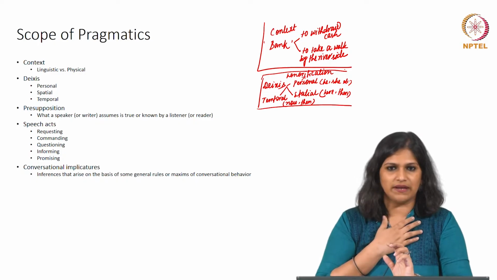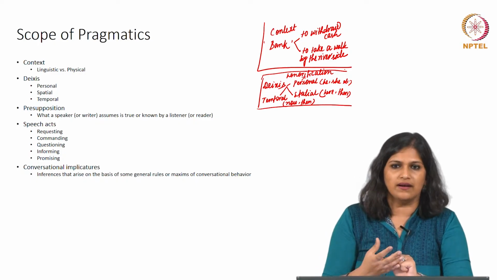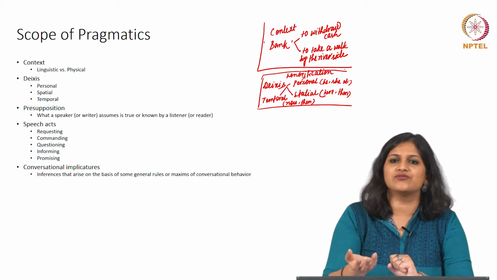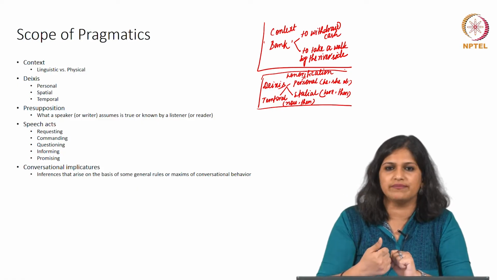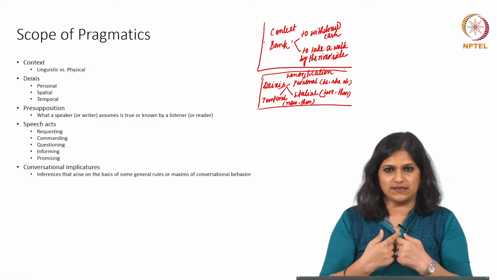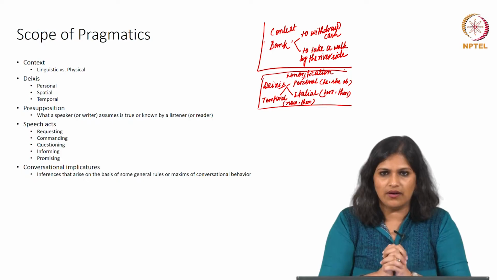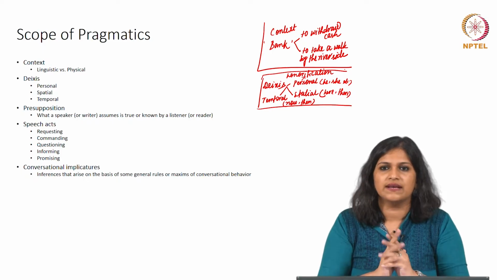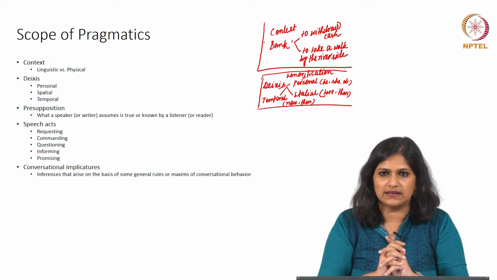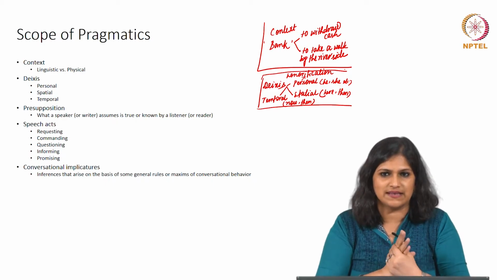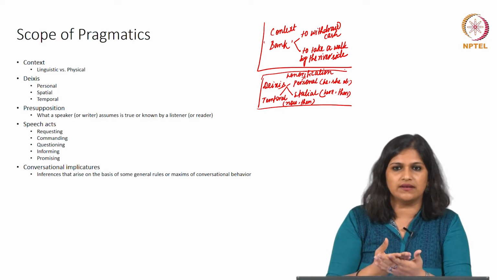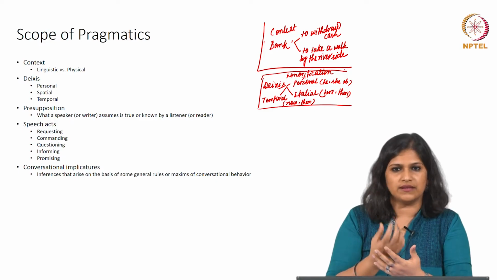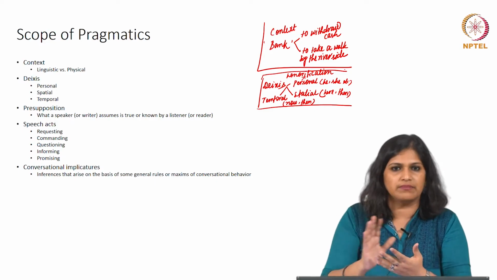So, I as a speaker, me Anindita as a speaker, I assume what I say is true, and if I know that the listener knows about it, that means I presuppose it. But in a lot of cases, the presupposition is considered to be a little faulty in some sense. It is not always possible that the listener or the reader knows the truth, or knows what we are going to say. It may not be possible.